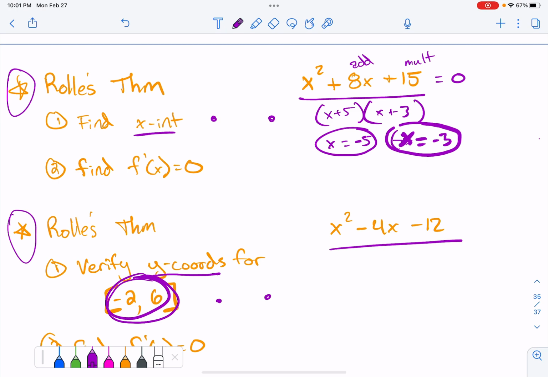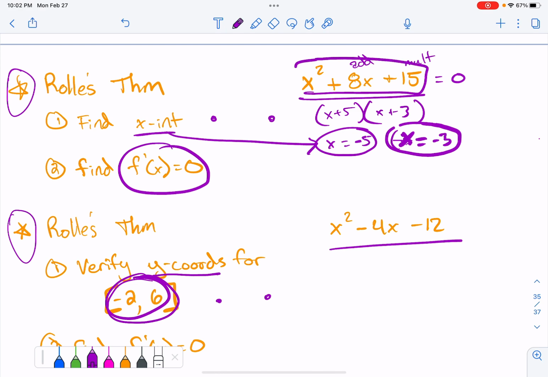So I found my x-intercepts. Now it wants me to find where the derivative is equal to 0. So I'm going to take the derivative first. The derivative is 2x plus 8.